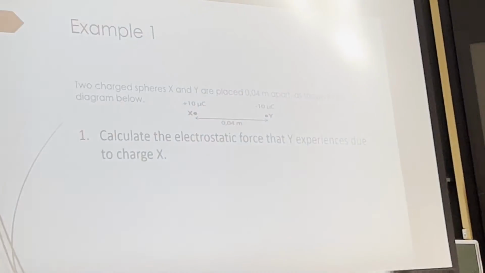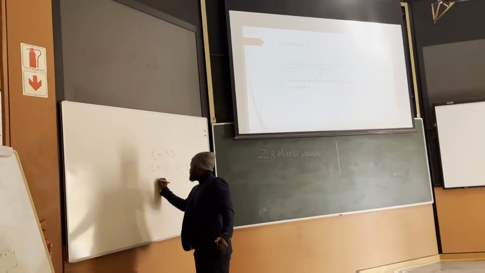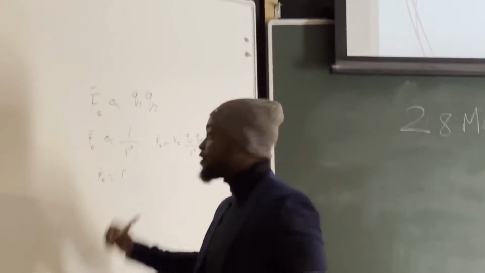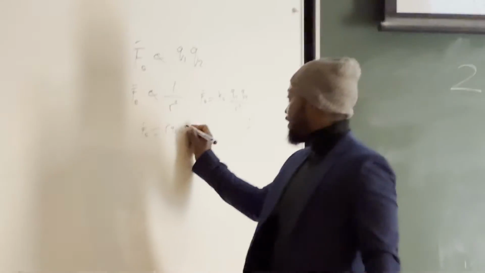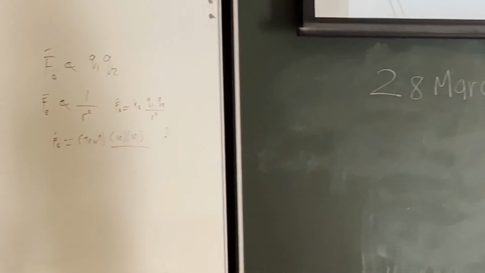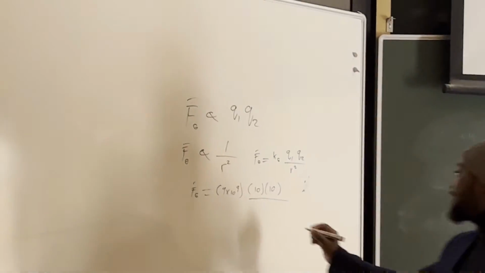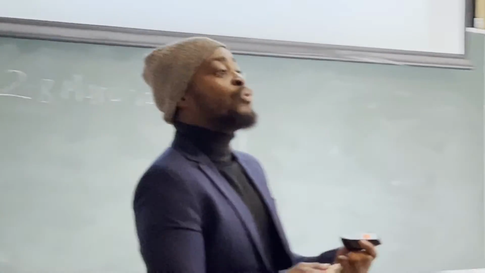So now, let's do this. What do you think I should do? I substitute as they are. So I have Fe equals, what's my constant value? 9 times 10 to the power 9. What's my charge number 1? 10 times 10 to the power minus 6, and 10 times 10 to the minus 6. Someone here could just say 10 squared. So this is divided by what? 0.04 squared.